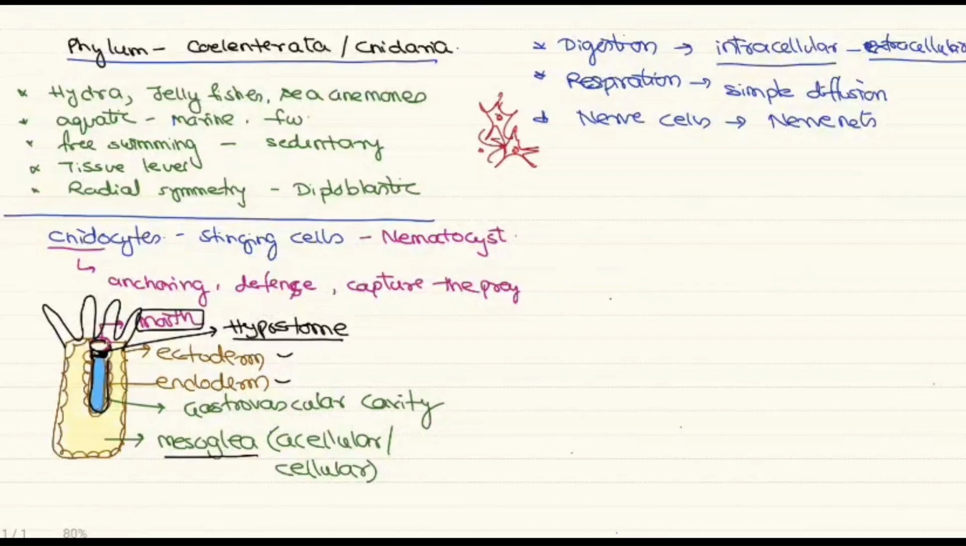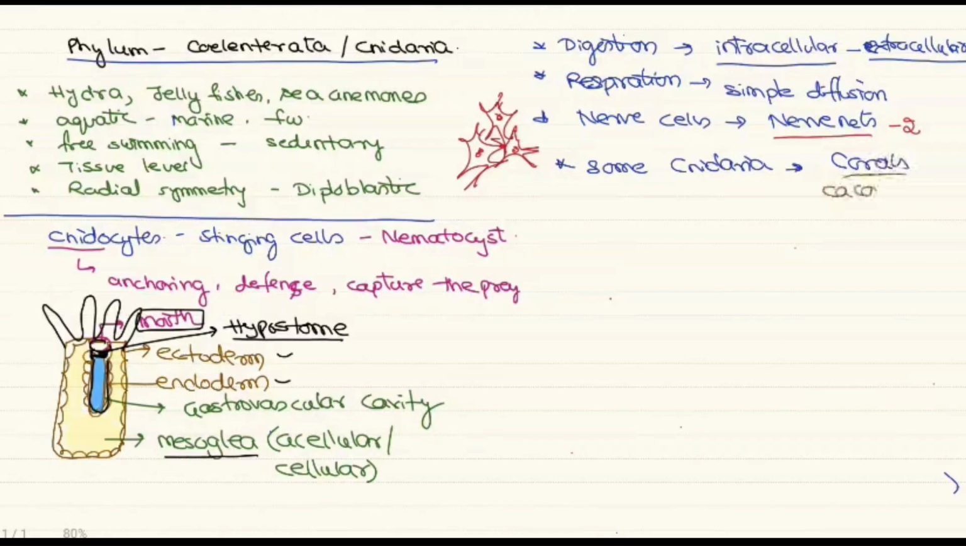They are connected to each other in a network way. No proper type of brain and spinal cord, nothing is there, but they have something called nerve nets. Two nerve nets are generally present in the cnidarians. Some cnidarians like sea anemone can form an exoskeleton called corals. These corals are made up of calcium carbonate. So corals is one of the specific characteristics of the cnidarians.